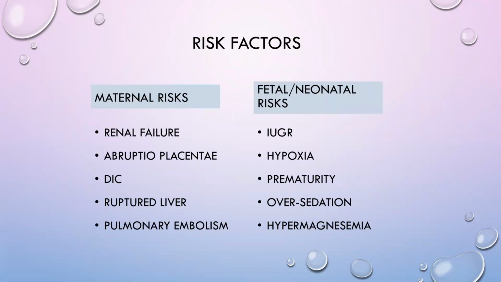Risk factors for preeclampsia for mom include renal failure, abruption, going into DIC, ruptured liver, and pulmonary embolism. With the fetus, we'll see intrauterine growth restriction, hypoxia, prematurity, oversedation, and hypermagnesemia. This is from the medication used for preeclampsia, magnesium sulfate. So that can transfer to the baby and be shown as hypermagnesemia and oversedation.